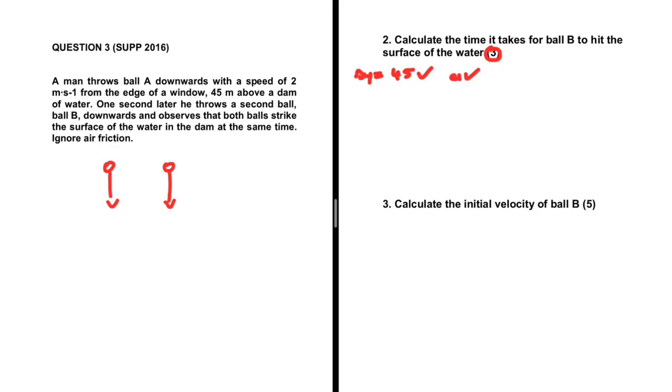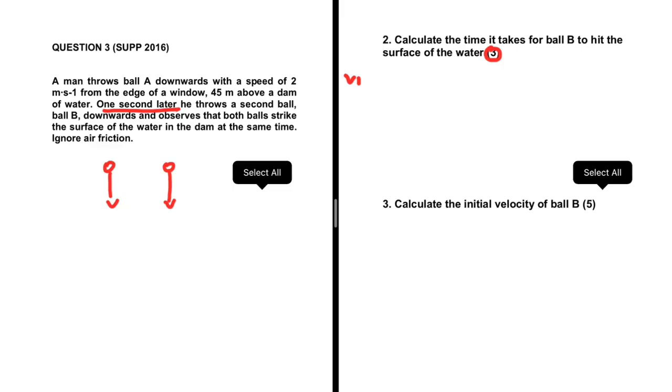So you cannot use ball B to find the time taken by ball B to hit the surface of the water. You actually have to use ball A by realizing that ball B is thrown 1 second later, but they strike the ground at the same time. Let me show you how we can use ball A. Using ball A, we have the initial velocity, which is 2 meters per second. We just calculated the VF above. We know what the acceleration is. We can go ahead and find the time for ball A.